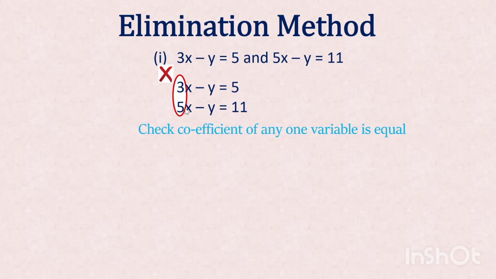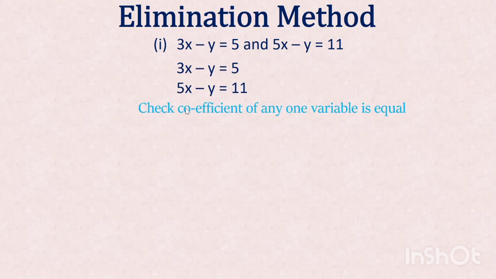So we are checking the y variable. See here, if we are not having any value before the variable, we have to consider the coefficient as 1. Here we have both equations having 1 and 1, right? So the coefficient is equal. So we are skipping one step here. Let's start the problem now.